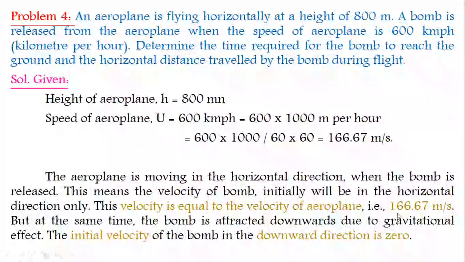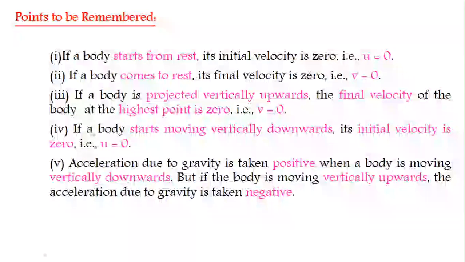So that is 166.67 meter per second. This is one condition. The second condition is that at the same time the bomb is attracted downward due to the gravitational force. The initial velocity of the bomb in the downward direction is 0. In the last condition we already saw the body start moving vertically downward, the initial velocity is 0, that means u equal to 0.